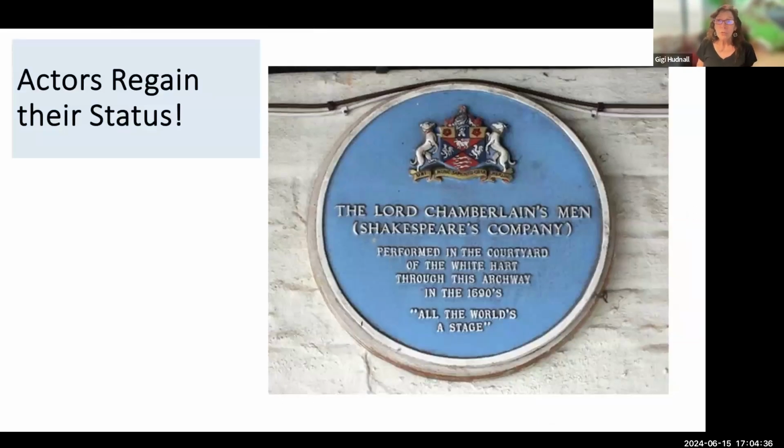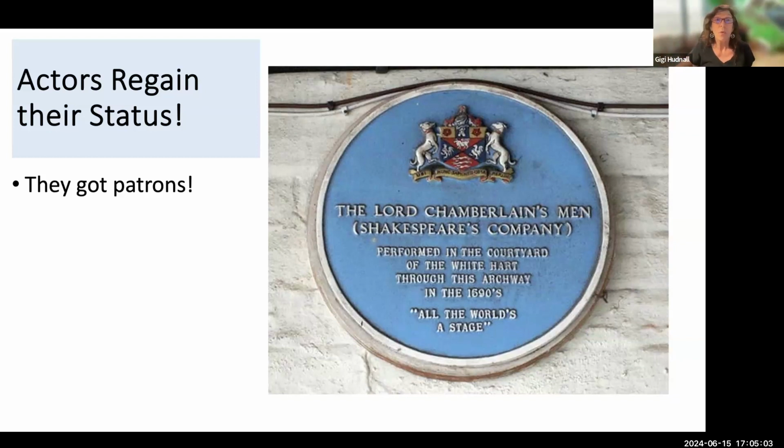So actors, though, regain their status. Again, I told you there were sponsors for the theater, and there were a couple of different sponsors for Shakespeare's group himself. His group was called the Lord Chamberlain's Men because Lord Chamberlain was their patron. Okay, so this was his company. Shakespeare was actually the manager of a theater group, a theater troupe.